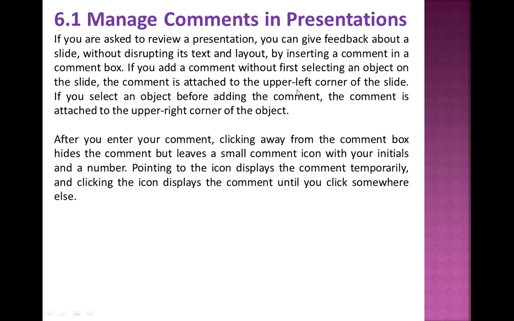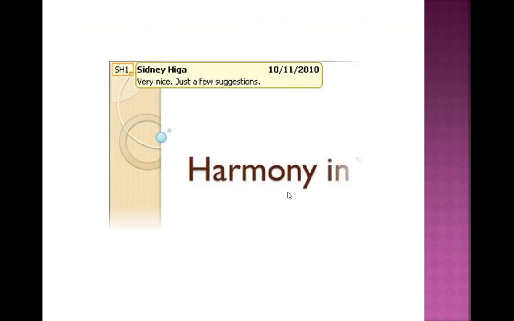It means if I apply a comment without selecting, it appears at the upper left corner. And if you select an object before adding a comment, the comment is attached to the upper right corner of the object. After you enter your comment, clicking away from the comment box hides the comment but leaves a small comment icon with your initials and numbers. Pointing to the icon displays the comment temporarily, and clicking on the icon displays the comment until you click somewhere else.